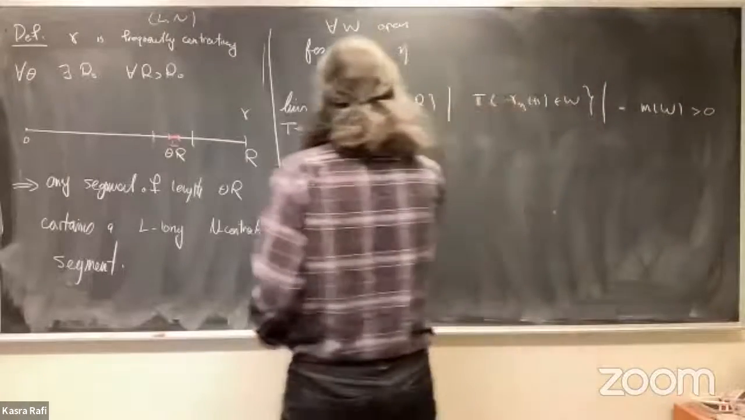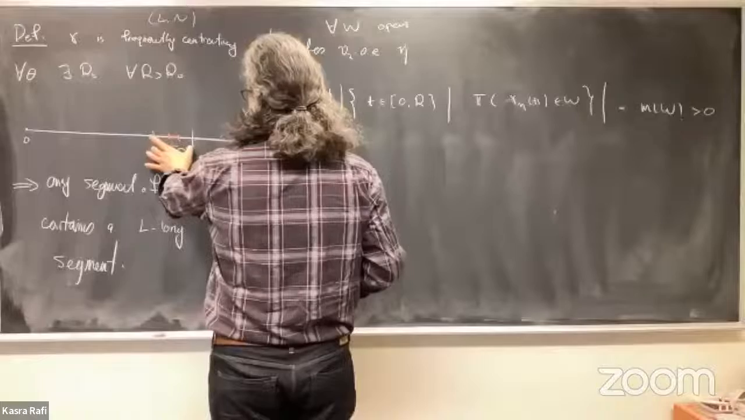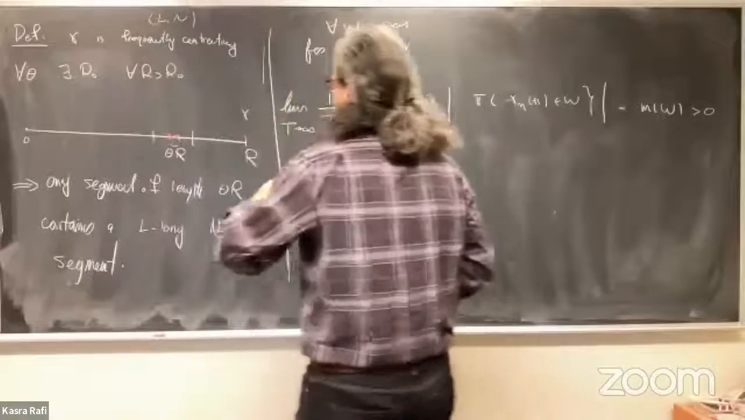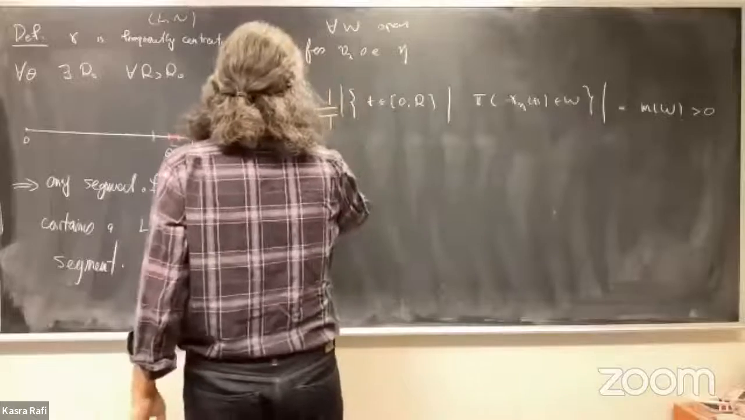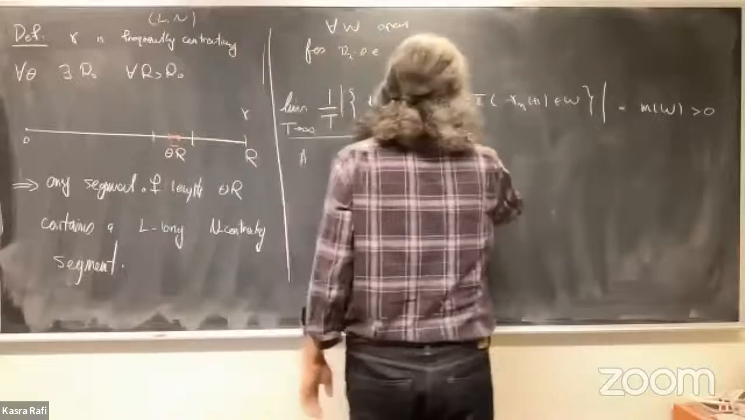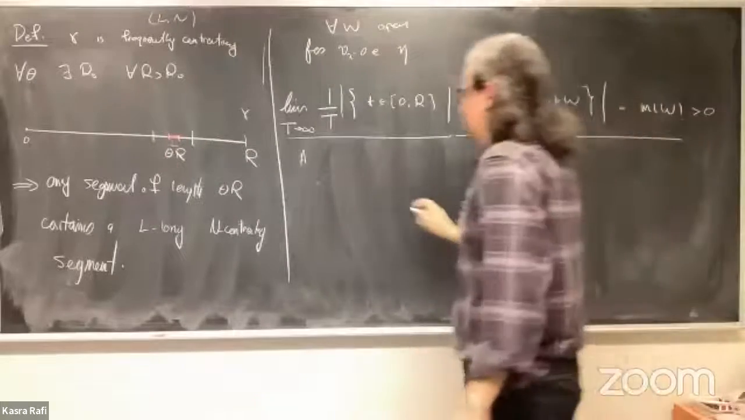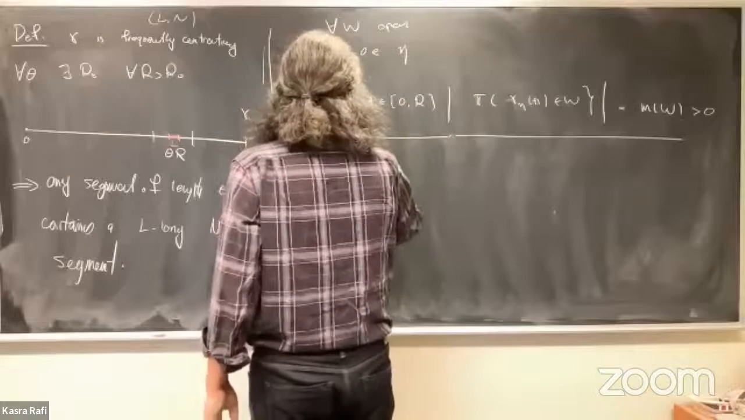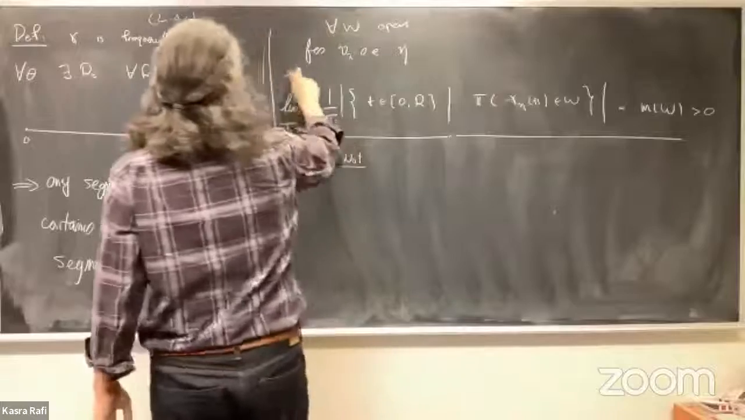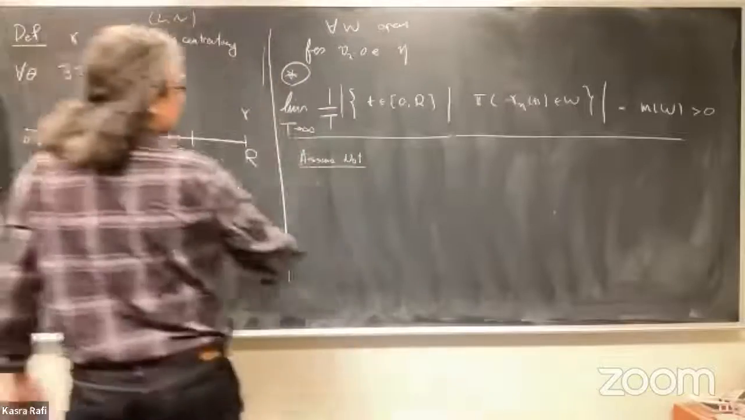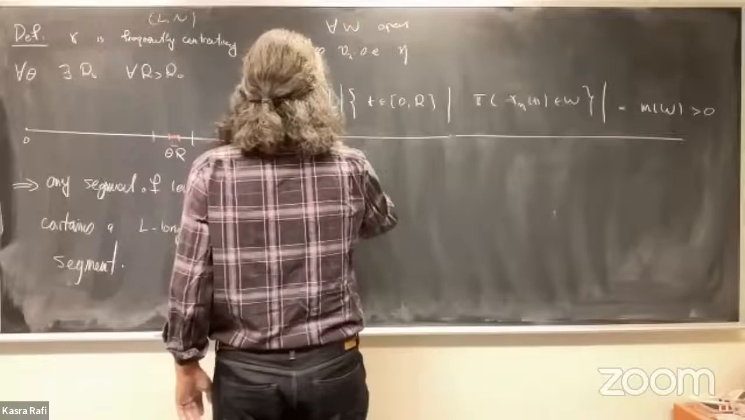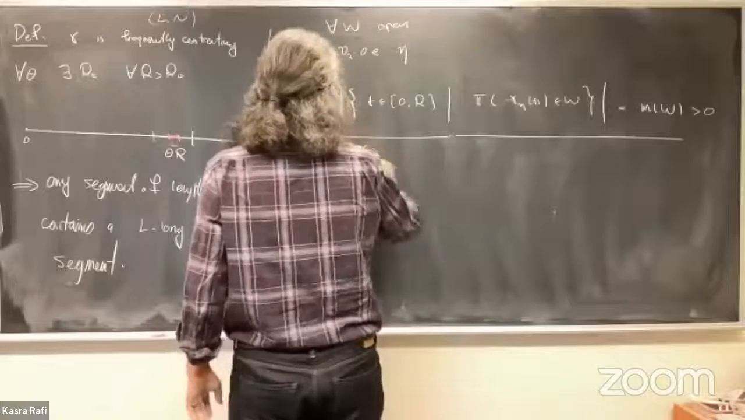So what is my trick? I want to say, imagine this doesn't happen for a particular theta, and then I want to get a contradiction. So assume not, in this definition here. Our claim is that star implies frequently contracting.